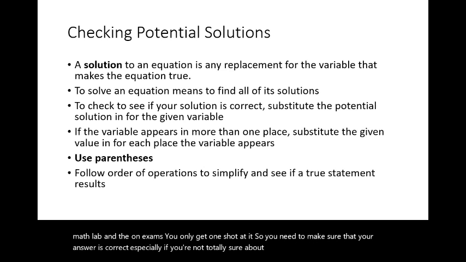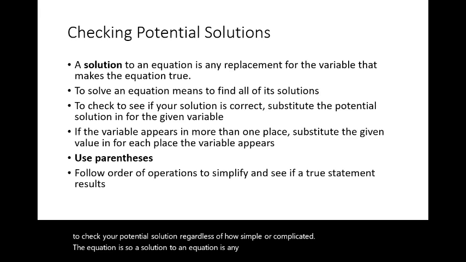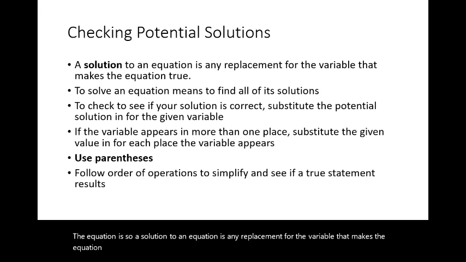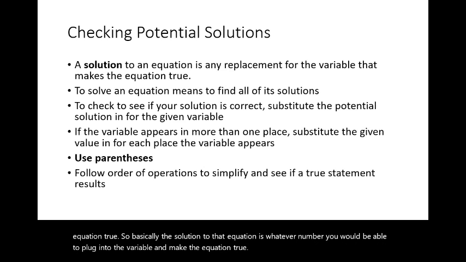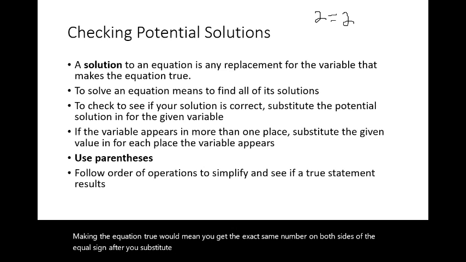There is a way to always be able to check your potential solution, regardless of how simple or complicated the equation is. A solution to an equation is any replacement for the variable that makes the equation true. Basically, the solution to that equation is whatever number you would be able to plug into the variable and make the equation true. Making the equation true would mean you get the exact same number on both sides of the equal sign after you substitute your solution and simplify.